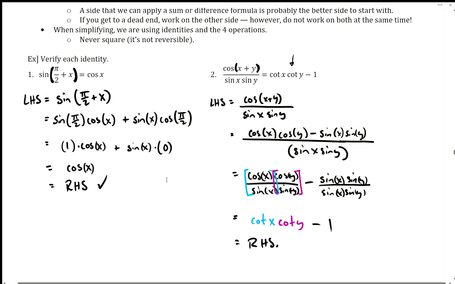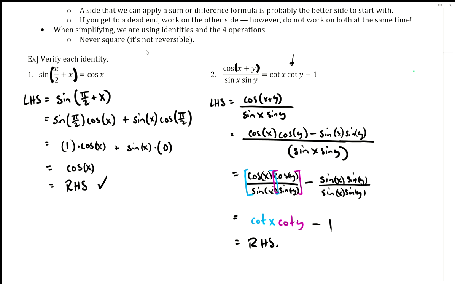Often these proving or verifying identities problems are easier with these new formulas than some of the things we've seen in the past, because at least we usually know exactly where to start and how to break it down. One other thing I want to add before we finish: sometimes they like to ask what you did from one step to the other. Let me erase that.